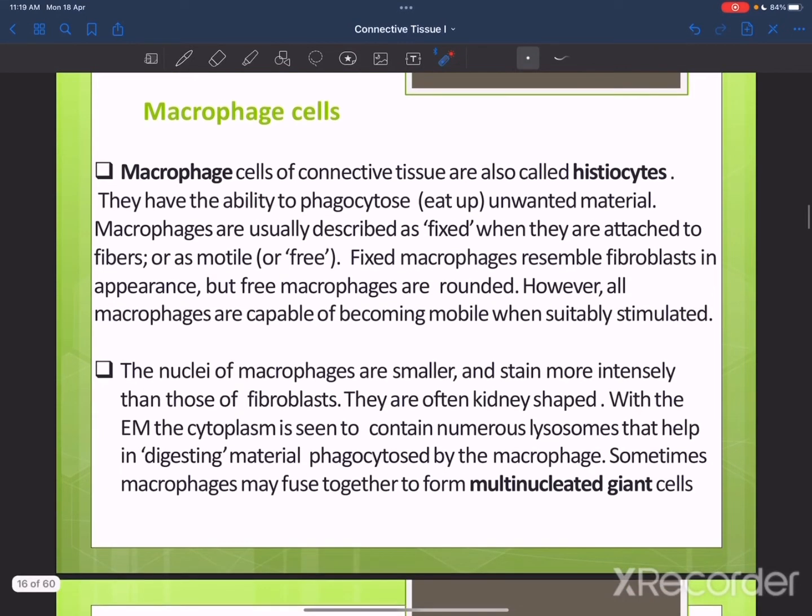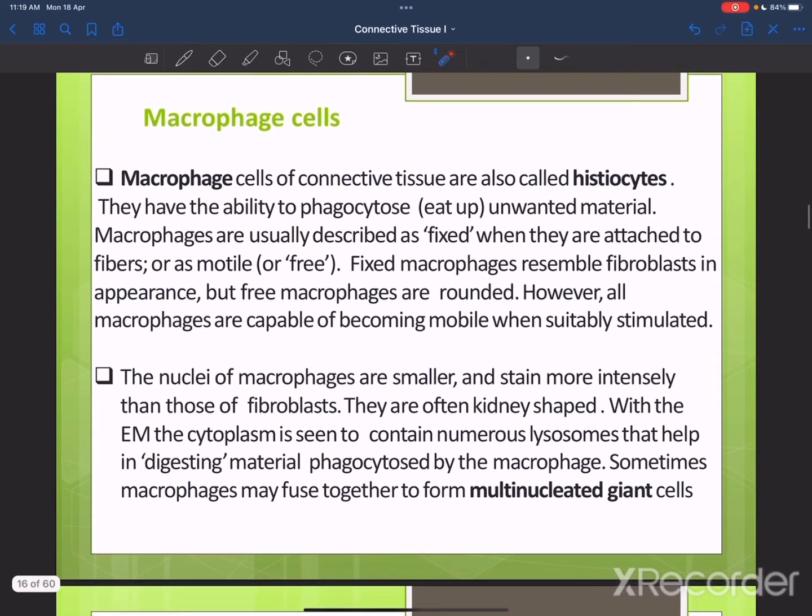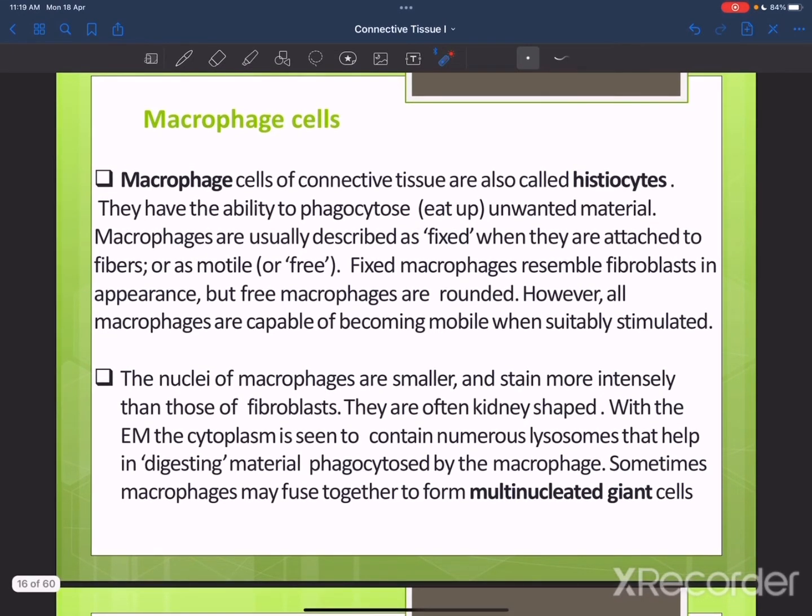Again, the connective tissue has fixed macrophages here. If there is a pathological condition or invasion by a foreign particle or a foreign body, sometimes these cells aggregate with each other, a group of macrophages, and become a large cell called a multinucleated giant cell, or sometimes it is called an epithelioid cell.